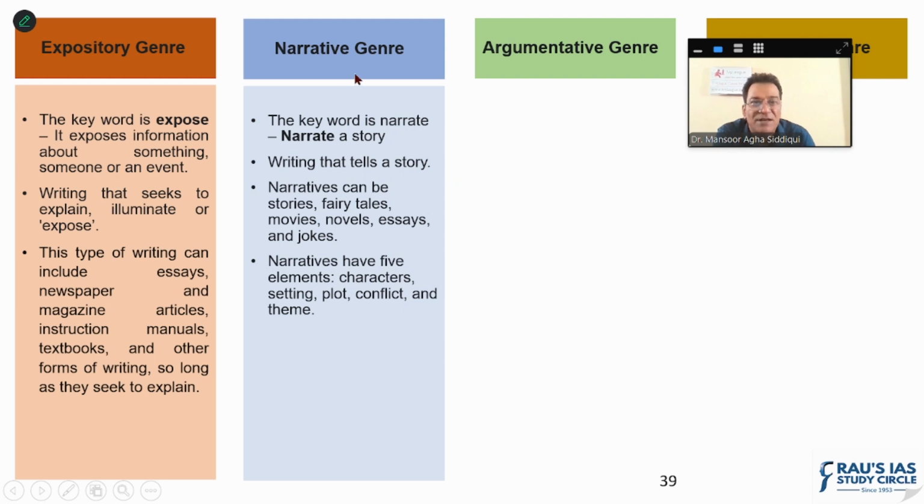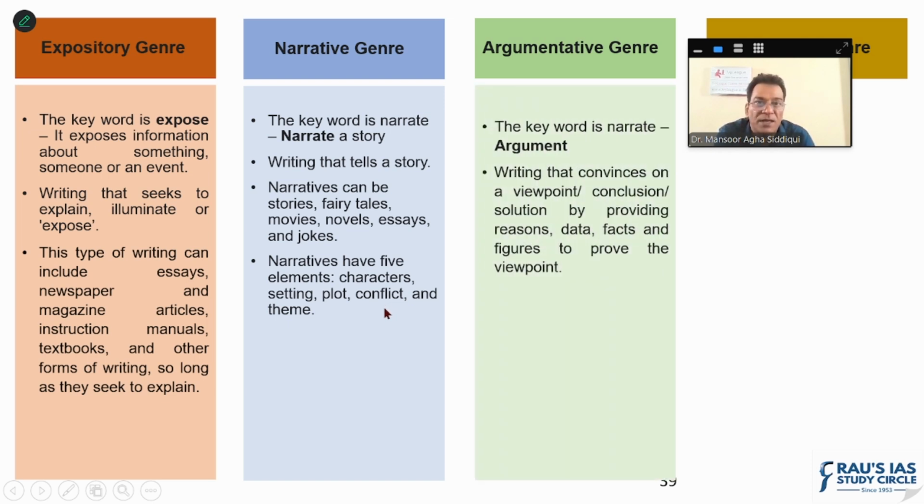Second type is called narrative genre. The word here is narrate, which will help you remember it. You normally narrate a story. So narrative genre is used to write or tell a story. These narratives can be stories, fairy tales, movies, novels, essays, and jokes. So all of these go in for using this particular way of writing. Narratives will always have five elements. There will be a certain number of characters with whom a story happens. There will be a setting, a plot, a conflict, and a certain theme to that whole story as such.